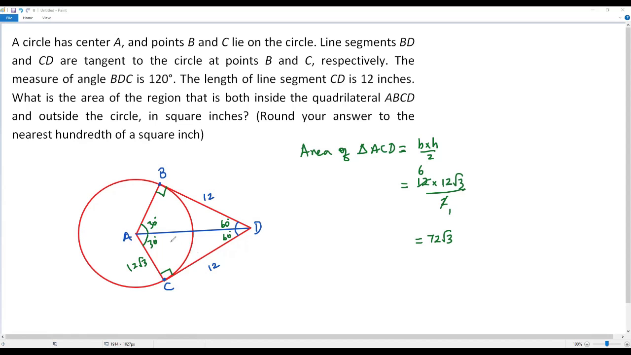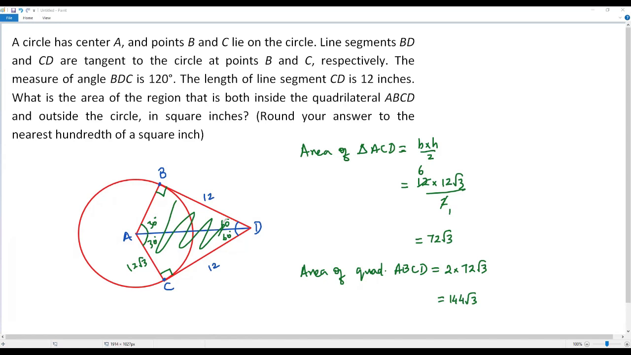As I said earlier, to get the area of the quadrilateral ABCD, we have to multiply the area of one of the two triangles by 2. Now let me get the area of the quadrilateral. The area of quadrilateral ABCD equals 2 times the area of one of the two triangles, that is 72 times the square root of 3. Then we get 144 times the square root of 3. Here I got the area of this quadrilateral ABCD.